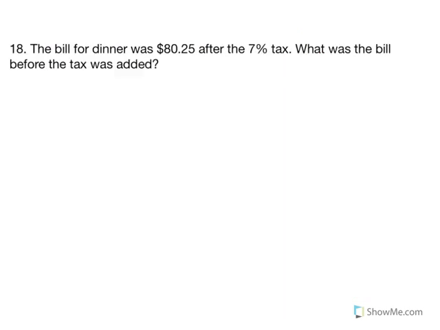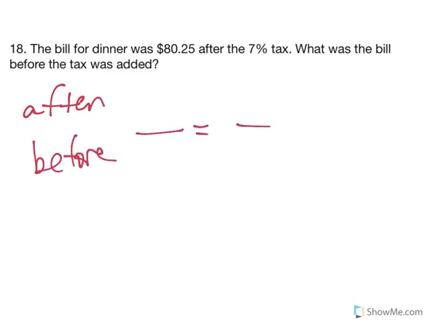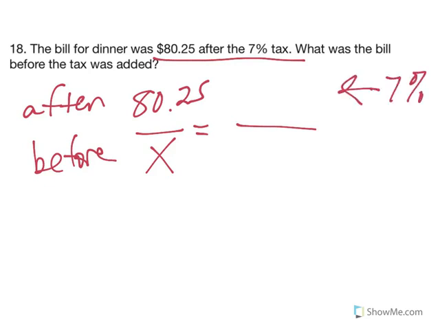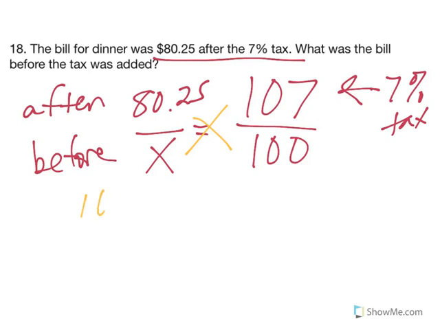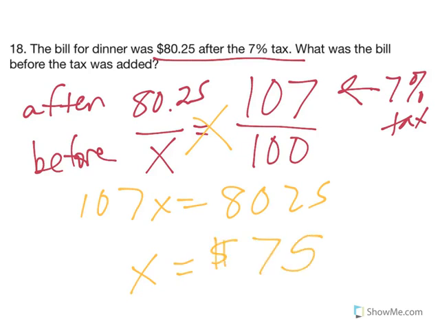Okay. And number 18, the bill for dinner was $80.25 after the 7% tax. What was the bill before tax? Okay, so again, we're talking about after tax and before tax. So after tax, it was $80.25. We don't know how much it was before. After the 7% sales tax, so here it was 7% taxed. And we know that tax is in addition to your meal, so that would be 107 compared to the reference of 100. So I end up with 107x equals 8,025. Divide both sides by 107, and my bill before taxes was $75.